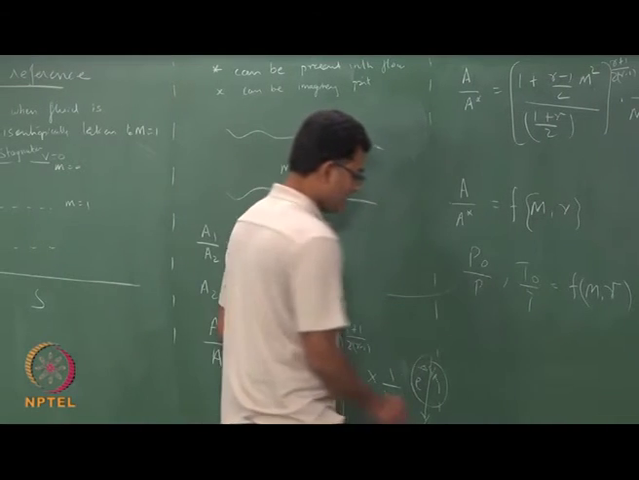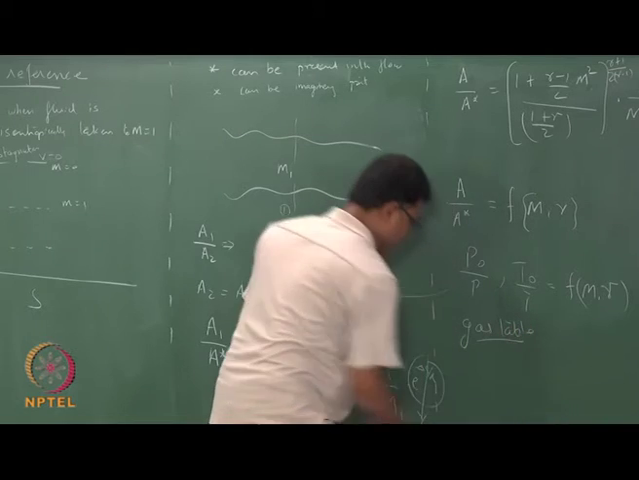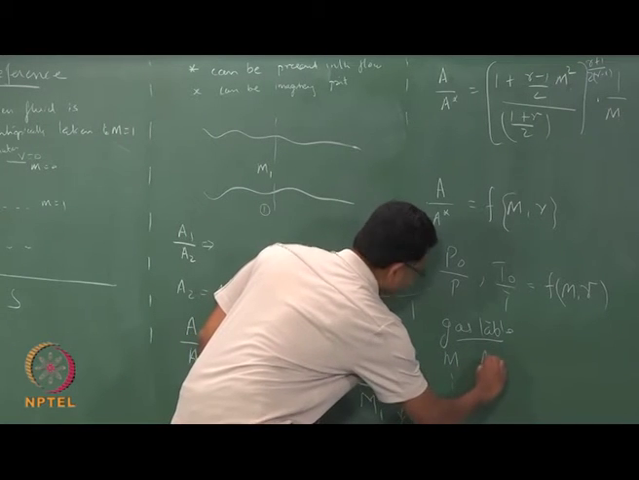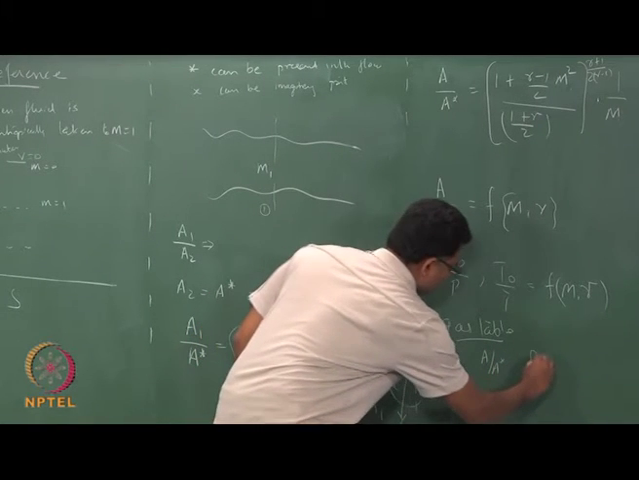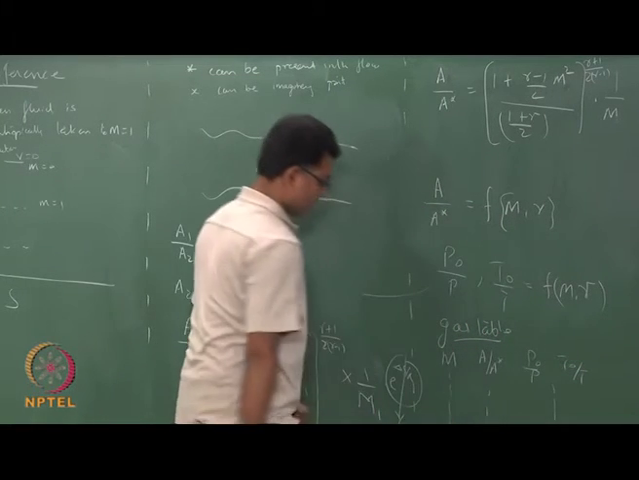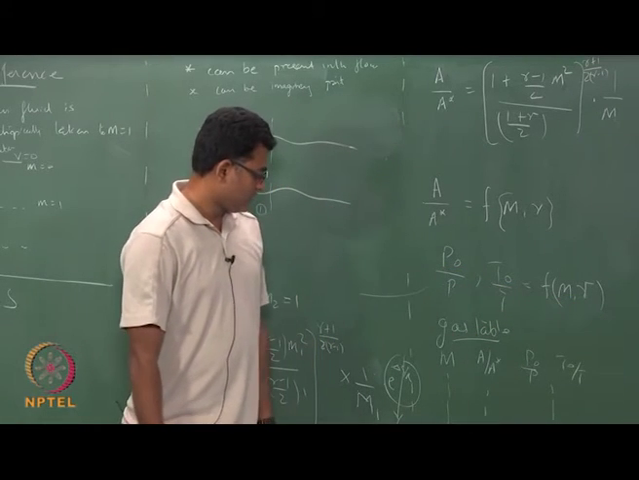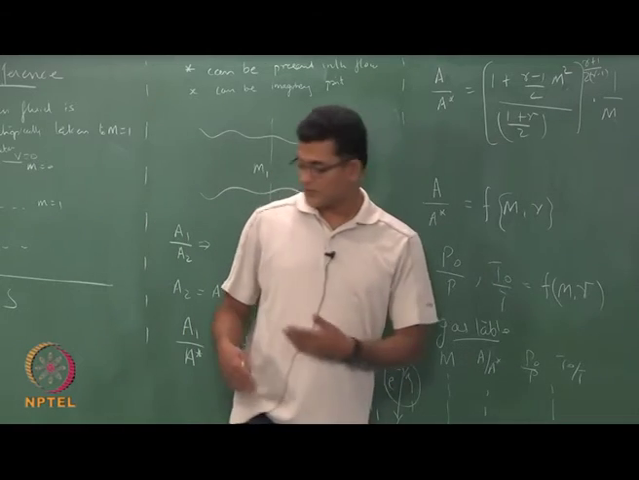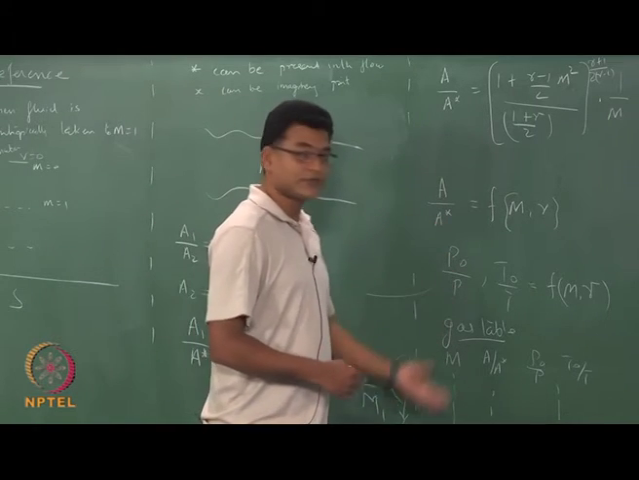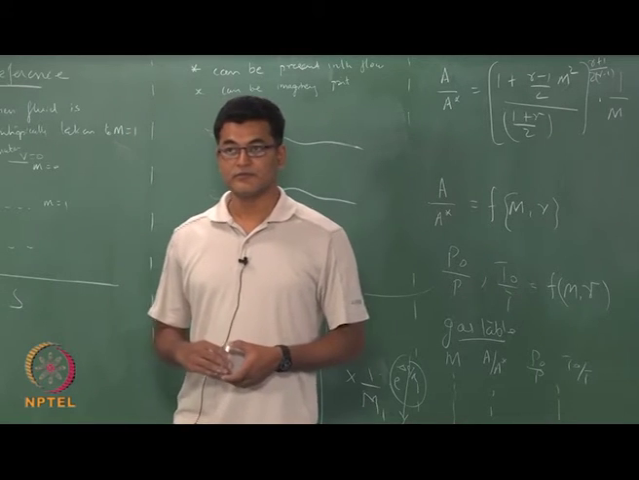So, this brings in something called a gas table, where I can write my M and then I can have my A by A star or P0 by P and T0 by T, etcetera, for a given gamma. In the numerical solutions, we will use the tables and try to evaluate these quantities for a problem similar to what we had done before.